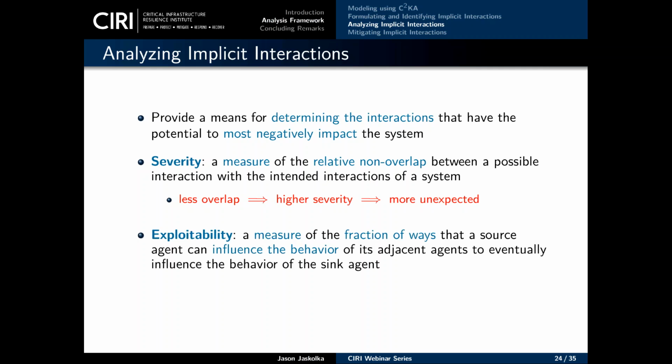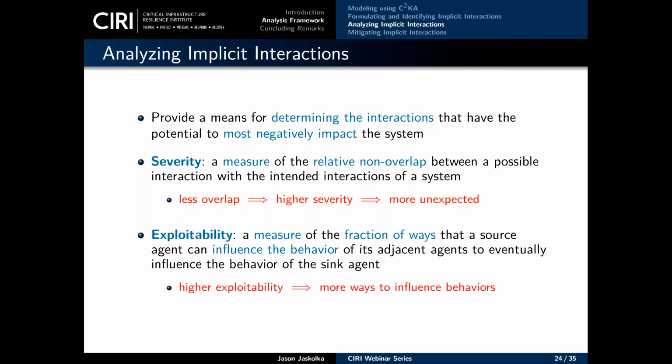Similar to this, we also calculate a measure of exploitability. And what this measurement does is measure the particular fraction of the ways that a source agent, in our case the agent from which an interaction originates, can possibly influence the behavior of all of the adjacent agents in the chain to eventually influence the behavior of the sink agent. So what this means is that we're really trying to determine whether the source agent can do just about anything at all and cause some potential change in behavior of the sink, or whether it really needs to wait for that quote perfect storm of conditions to happen before it's able to actually do something.